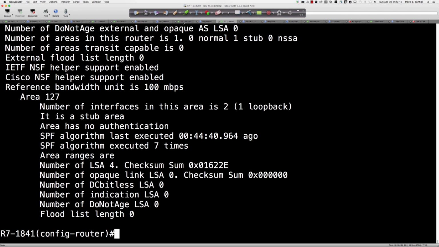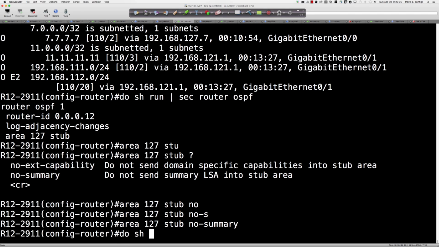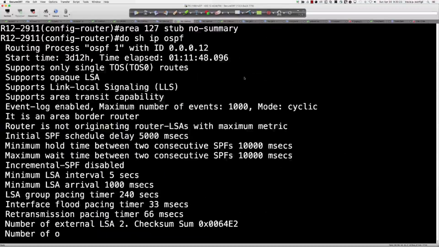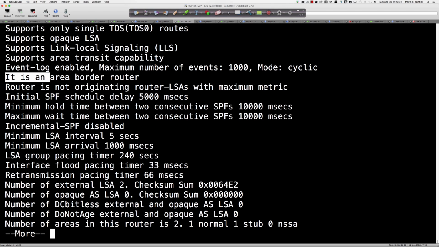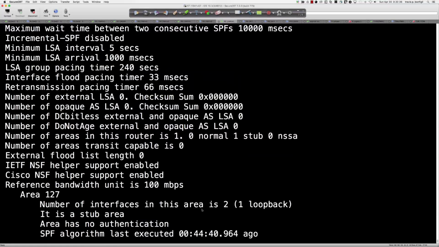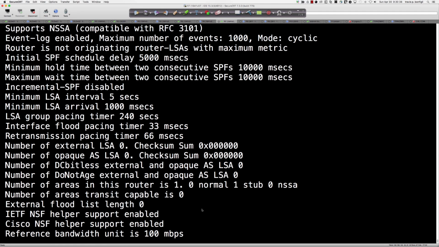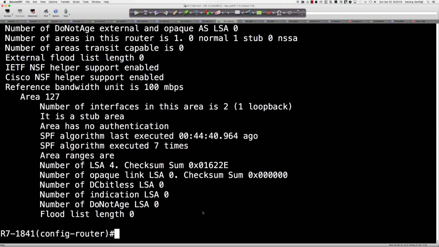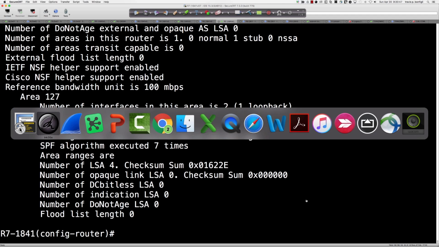On 12, we're going to see that it's an ABR. Do show IP OSPF. And there it is. It's an area border router. So interesting that you get the syslog message telling you that router 7 cannot be an ASBR, but when you say do show IP OSPF, it says it's an ASBR, even though it's not. It can't be. All right. Well, this is going to wrap up the totally stubby area.